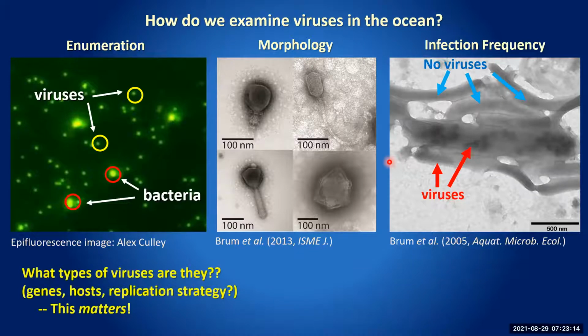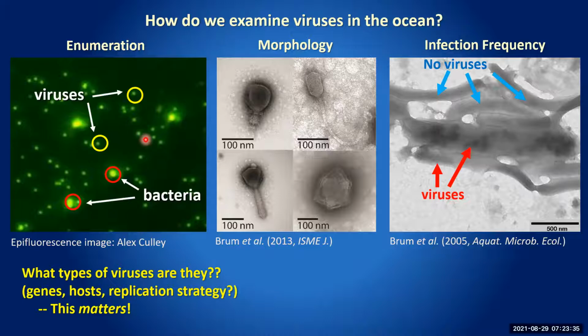But we have a problem. When I'm using this, I can't tell what types of viruses they are. What genes do they have? What hosts do they infect? What is their replication strategy? All of this matters when I'm trying to figure out what effects on the world this little glowing dot is going to have.